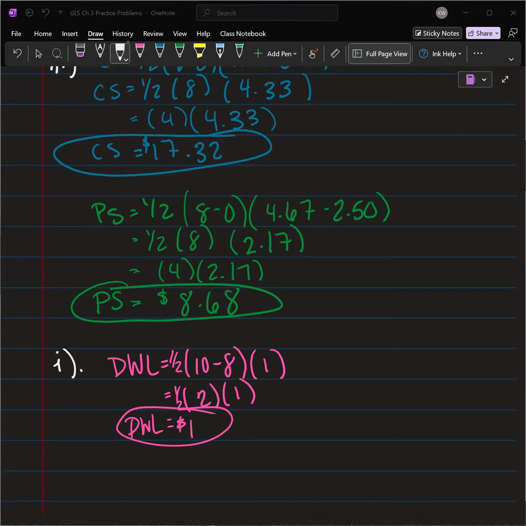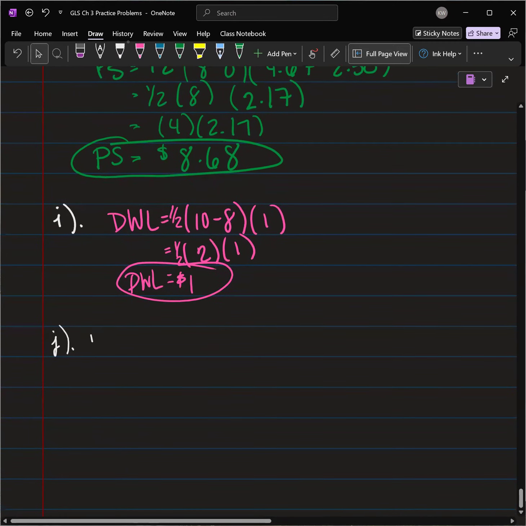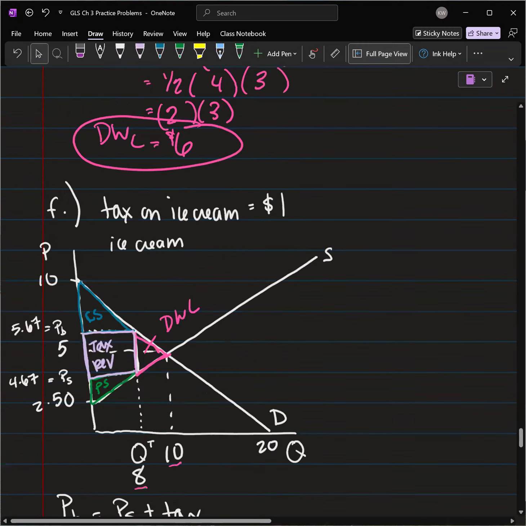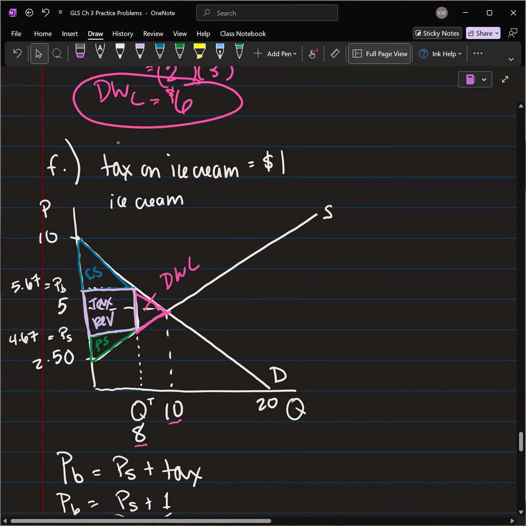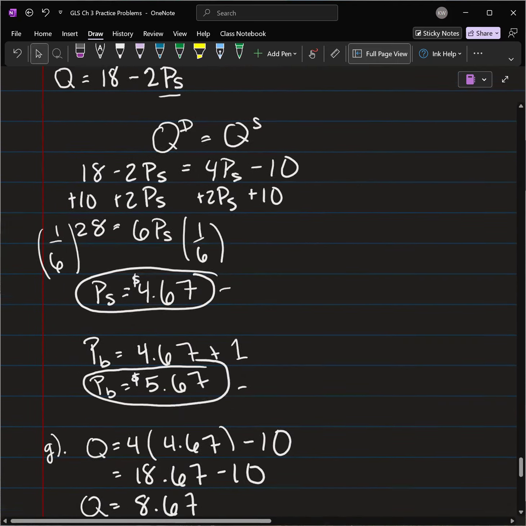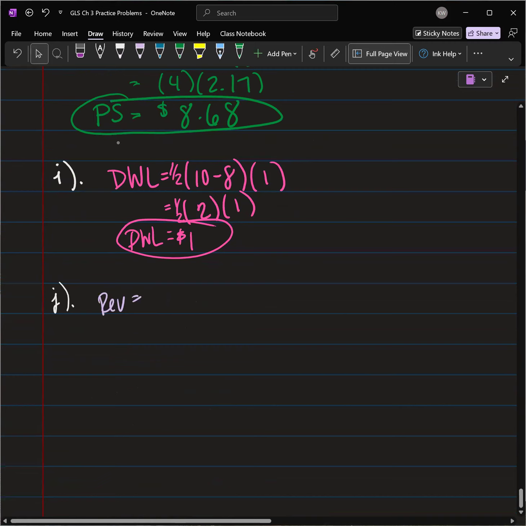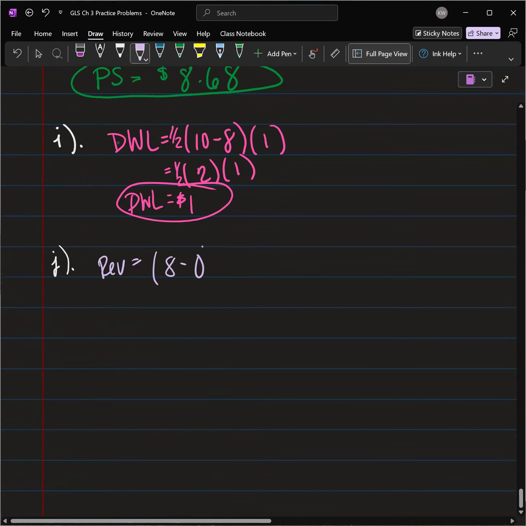And then lastly, we're just going to solve for the government revenue here. So our revenue, again, is the area in purple. So we're just going to solve for the area of that rectangle. So we'll have length times width. Length is the amount traded under the tax. So that was 8 pints of ice cream times the width, which is the $1 tax, right? $5.67 minus $4.67, right? That wedge between the price that buyers pay and the price that sellers receive. So we have 8 times 1. That's going to give us revenue then of $8 for the government.